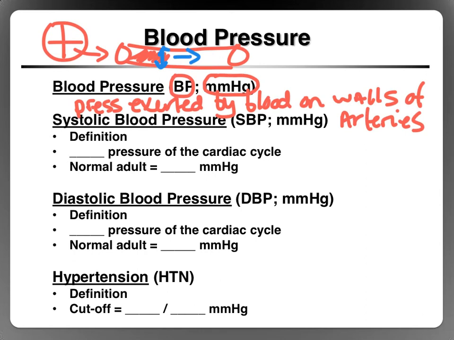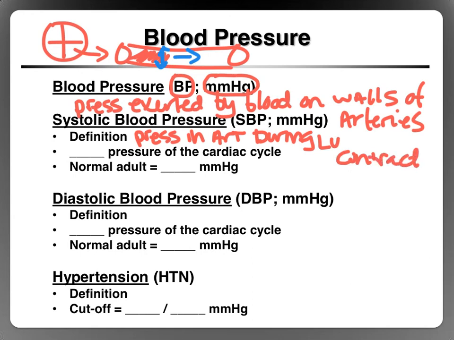The definition of systolic blood pressure is the pressure in the arteries during left ventricular contraction, or during systole. That's why we call it systolic blood pressure. It's referring to what's going on with the left ventricle. Systolic pressure is the highest pressure of the cardiac cycle. It doesn't go any higher than that. A normal systolic blood pressure for an adult is 120 millimeters of mercury.